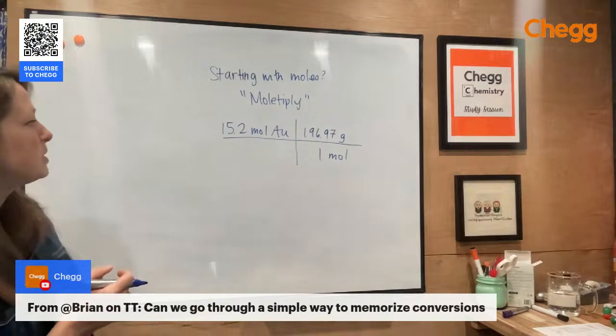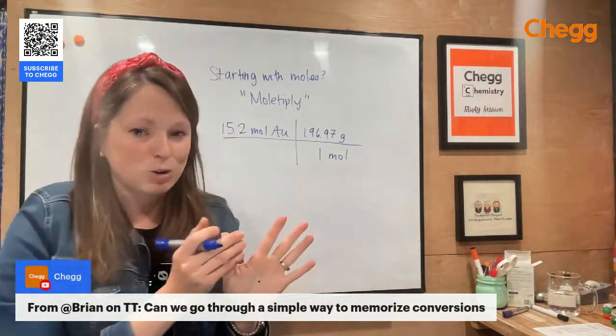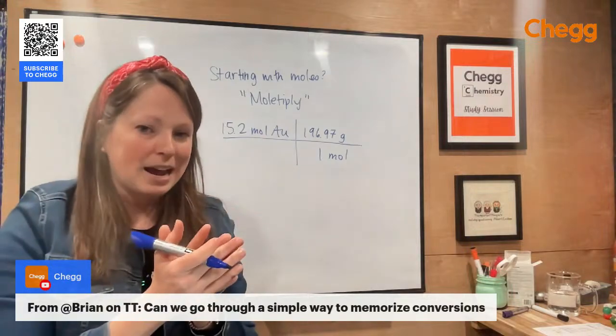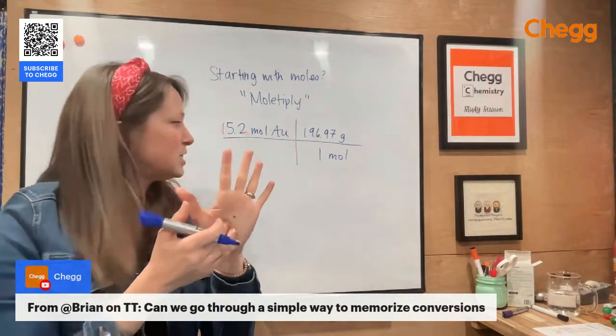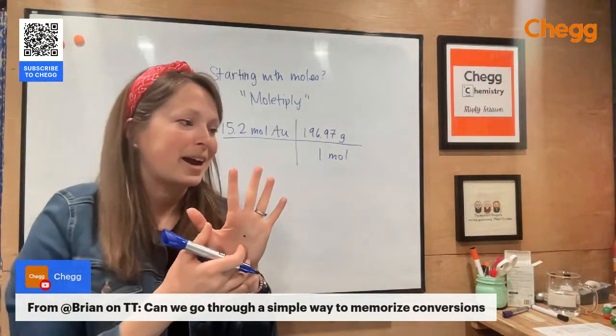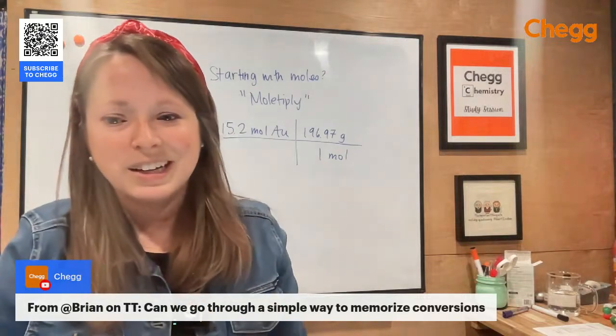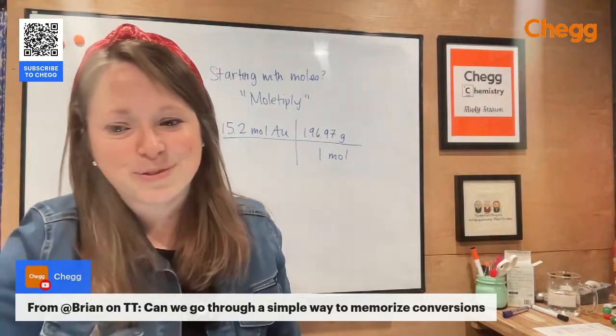If you're going in the opposite direction from grams to moles, you're going to end up dividing. If you want to get crazy and go from grams all the way to atoms, you're going to go grams to moles, so you divide by that molar mass. Then once you get to moles, you multiply by Avogadro's number to get to atoms. So just a quick little trick for conversions.